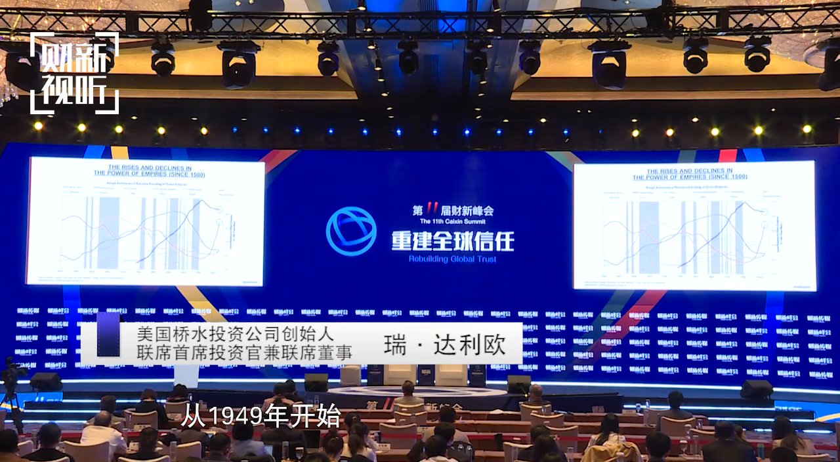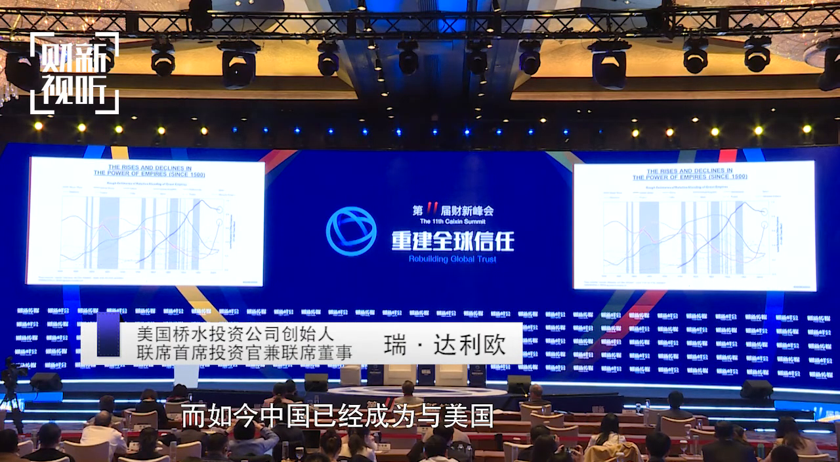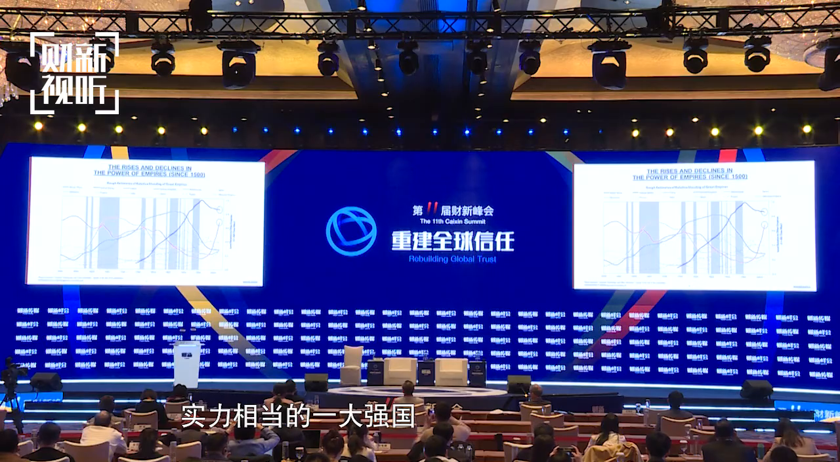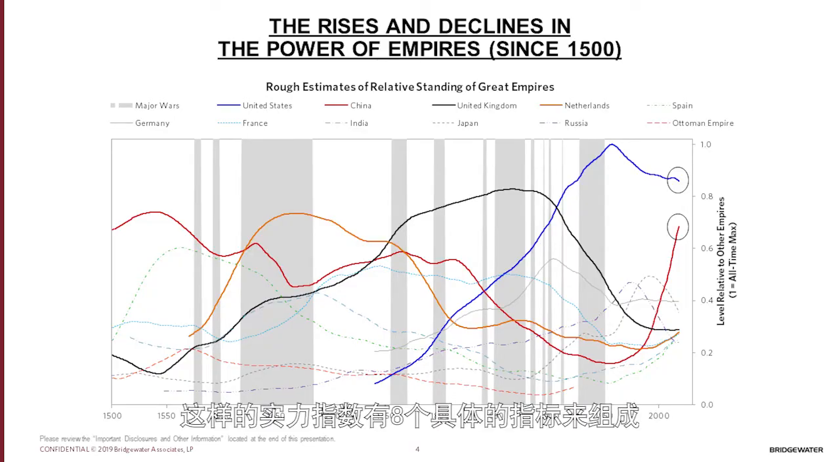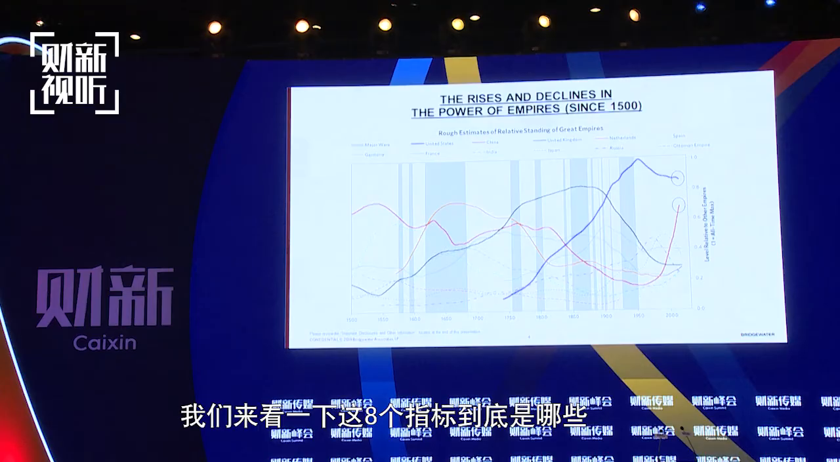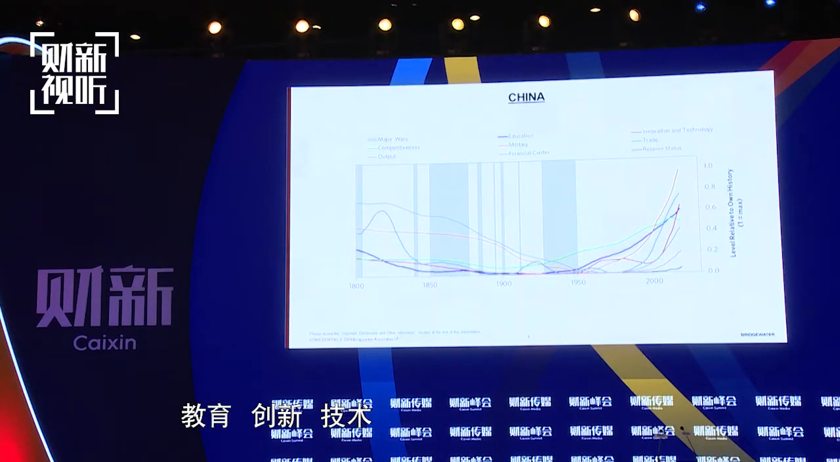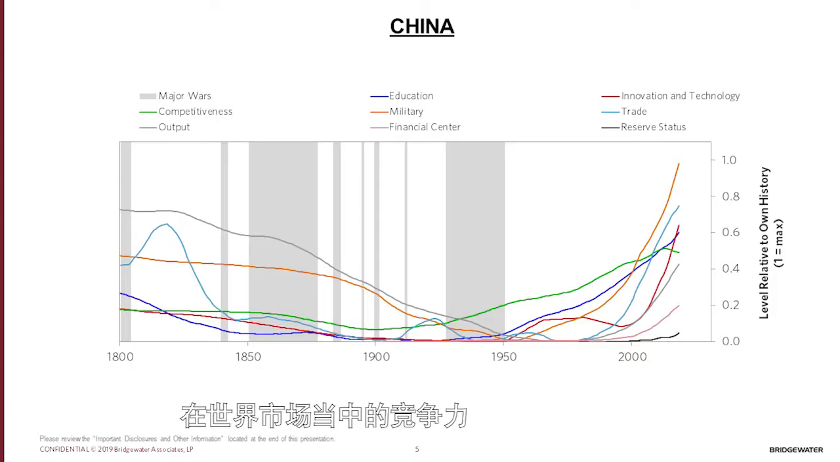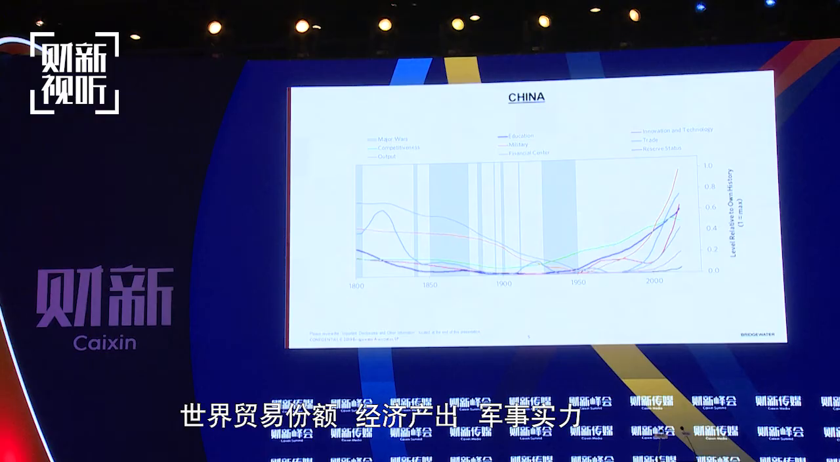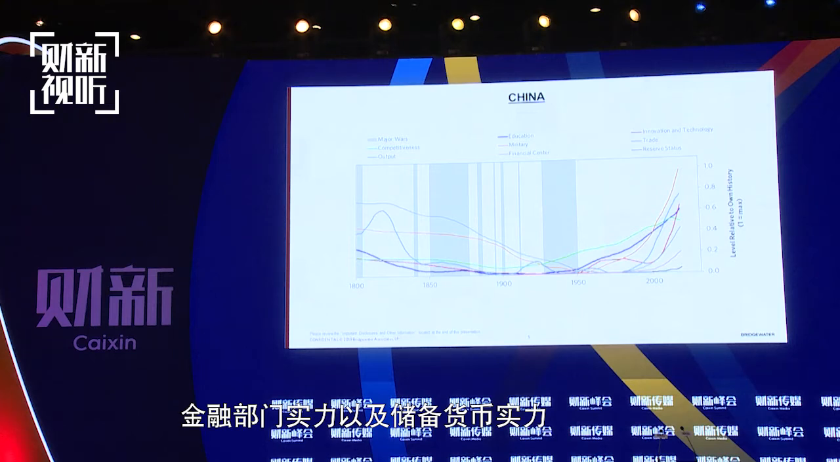Since 1949, China has risen back up to be a comparable power to the United States today. That power index is made up of 8 gauges of power that are shown in this next chart. They are the powers of education, innovation and technology, competitiveness in world markets, share of world trade, economic output, military, and the strength of the financial sector and the strength of the reserve currency.